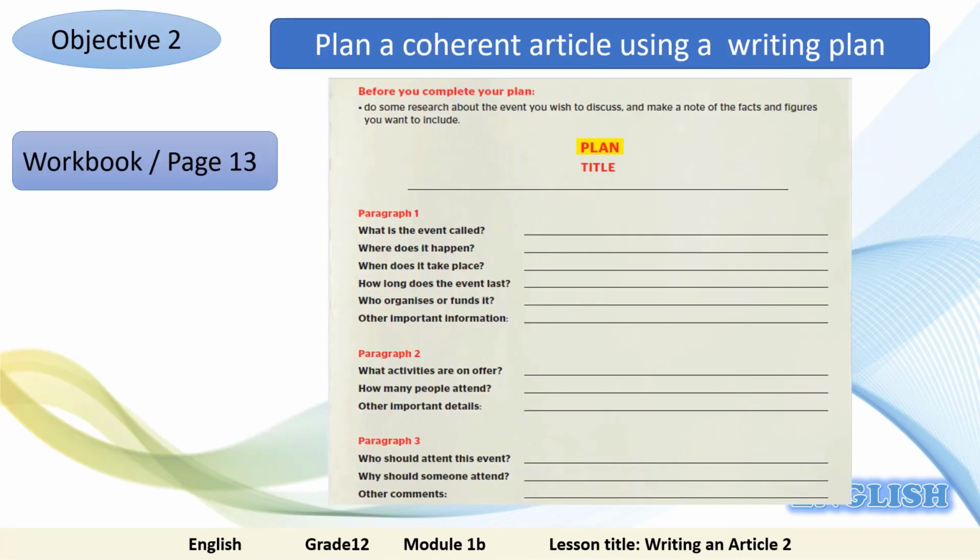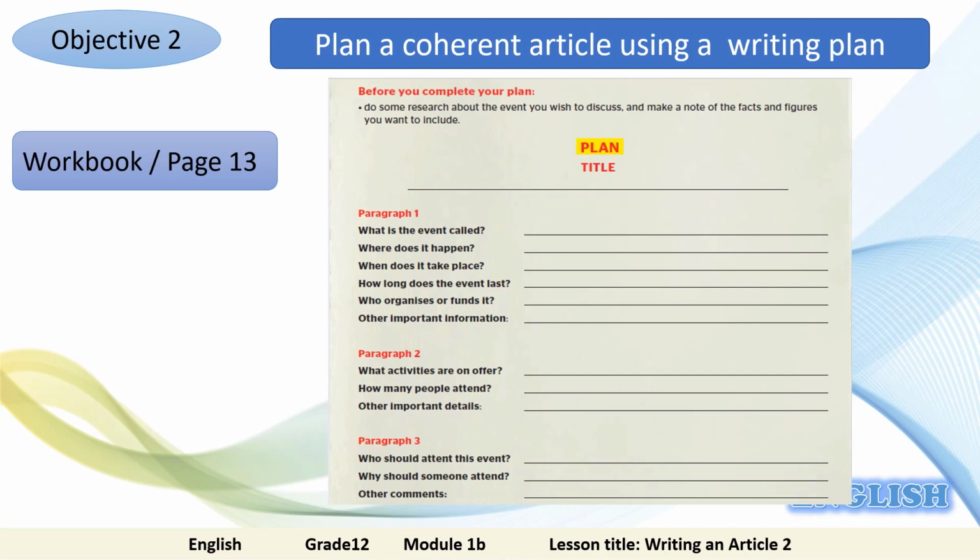Our second objective for today is to plan a coherent article using a writing plan. I need you to open your workbooks on page 13 and follow with me, please. You will find a writing plan. Why do you think a plan is important right before writing an article or any other piece of writing?